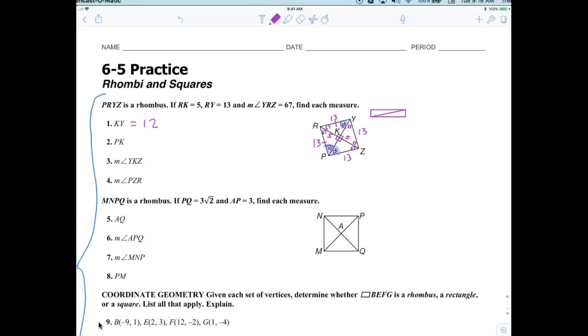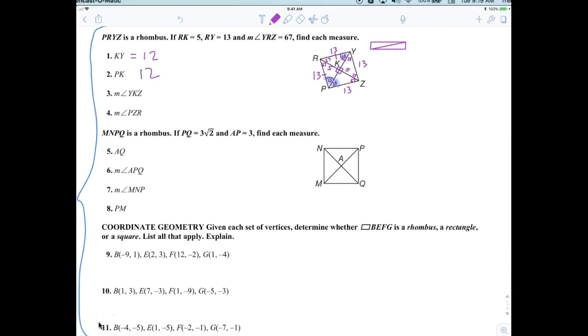PK is 12, 13 and 5, right? Yes. And then the lateral was AP. 13 is the hypotenuse. So it's A squared, blank squared plus the other. Yep. All right. Here we go.